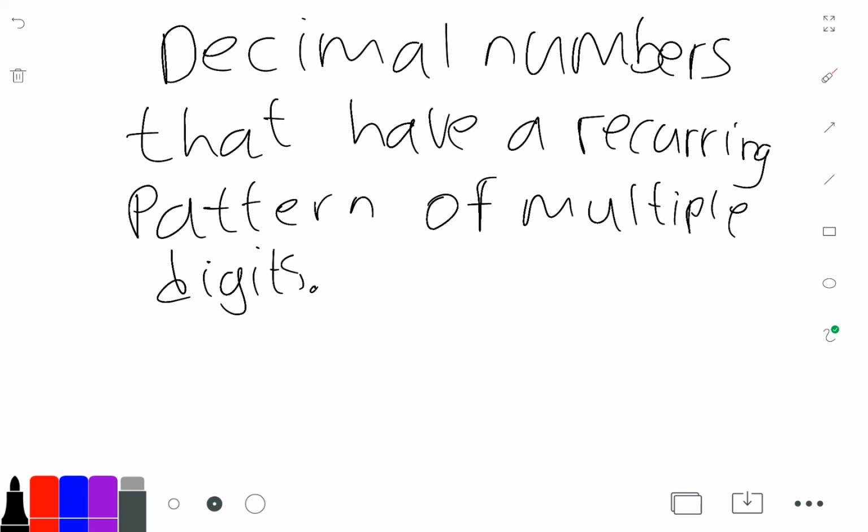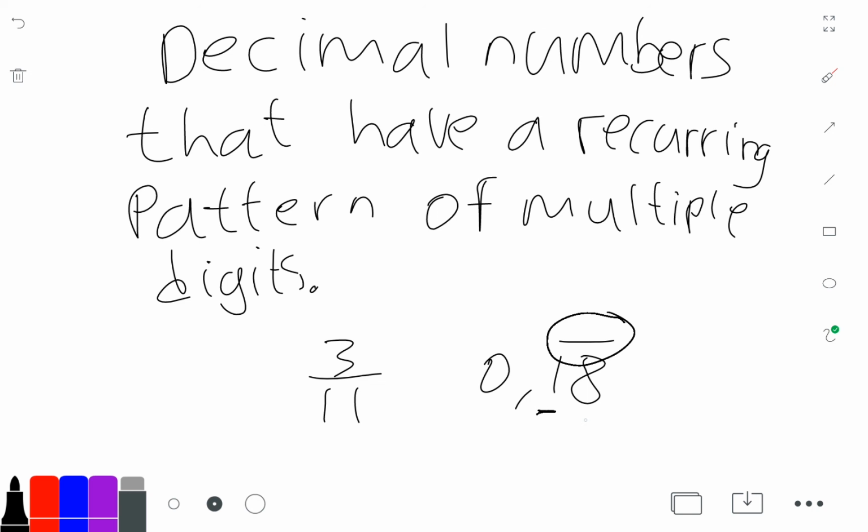For example, the fraction 3 over 11 can also be written as 0,18 bar, or you can use the dot. The bar represents a recurring pattern of 1 and 8, i.e. 0,18 bar can be written as 0,181818. This is what they mean when they say recurring pattern of multiple digits. We will also learn how to convert these decimals that have a recurring pattern of multiple digits into fractions.